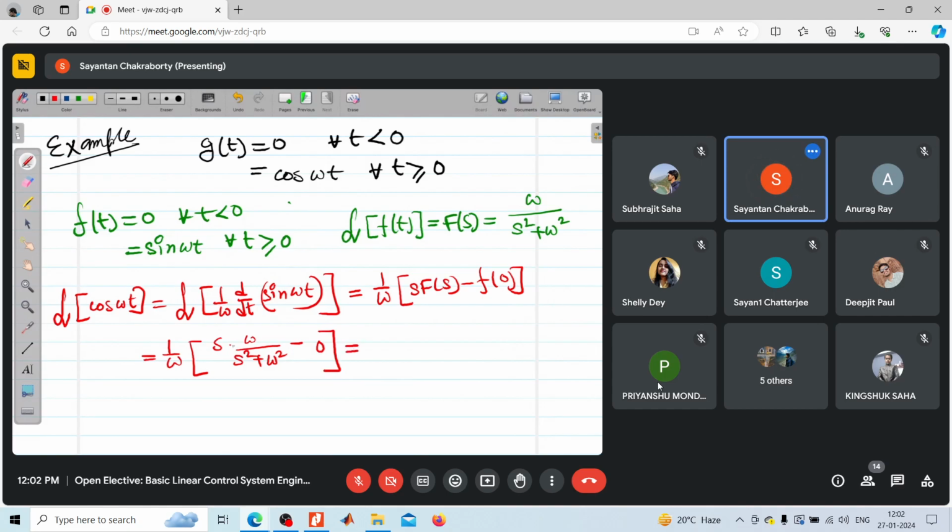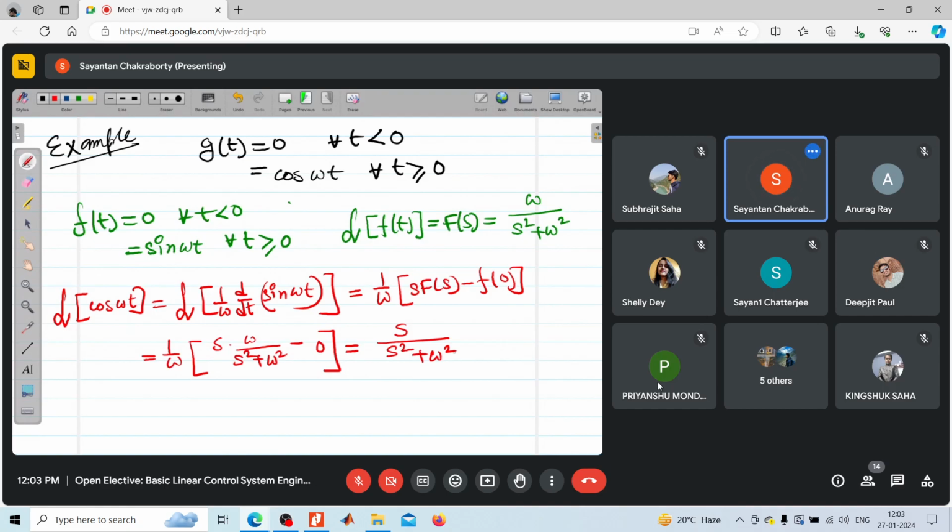So it will be, this omega will cancel out. So s by s square plus omega square. So in any case, if we know the function, the Laplace transform function, then we can easily find out the corresponding Laplace transform of its derivative, and from that, that function can be obtained very easily.